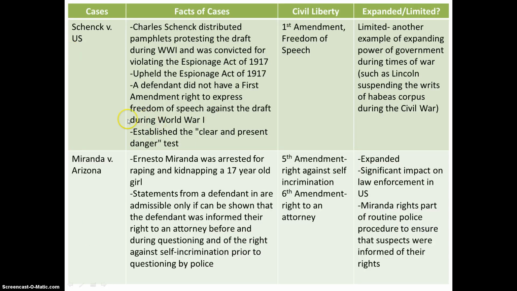And so the facts of the case for Schenck. We've got Charles Schenck. He distributed pamphlets protesting the draft during World War I. He's convicted for violating the Espionage Act of 1917. This case, the ruling upheld the Espionage Act. It said you don't have the First Amendment right to express freedom of speech against the draft, and it established that clear and present danger. Is that speech going to present a danger to our citizens? If it is, then it's not allowed.